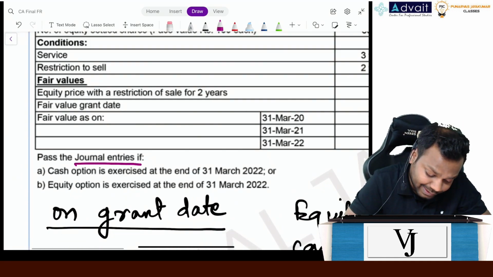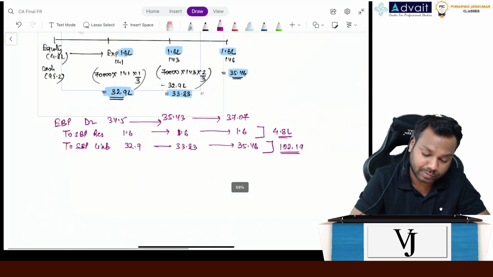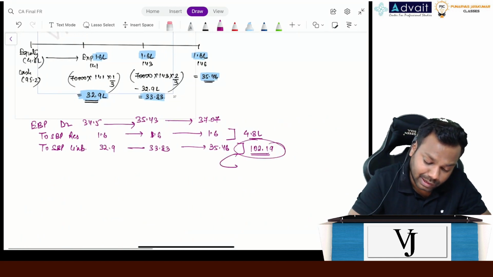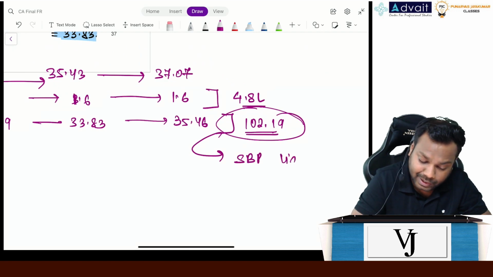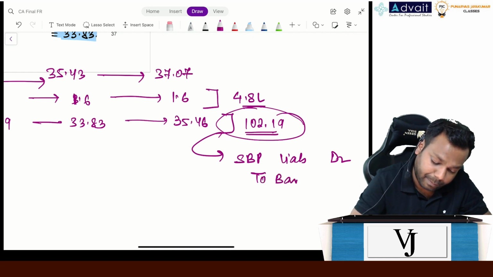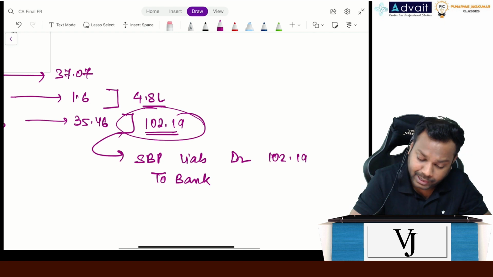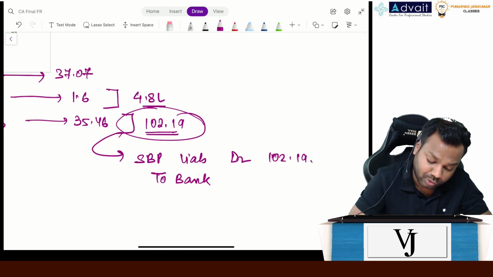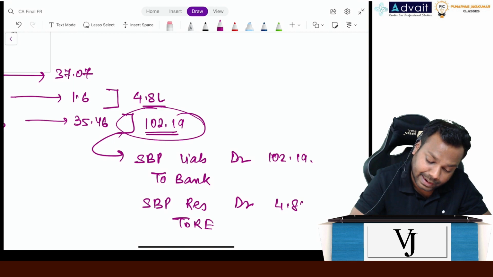Pass journal entries if the cash option is exercised. What will I do in this case? I will just pay it off. I will pay the SBP liability account, debit to bank 102.19, right? And I'll transfer this to retained earnings, which is 4.8 lakhs. Clear?